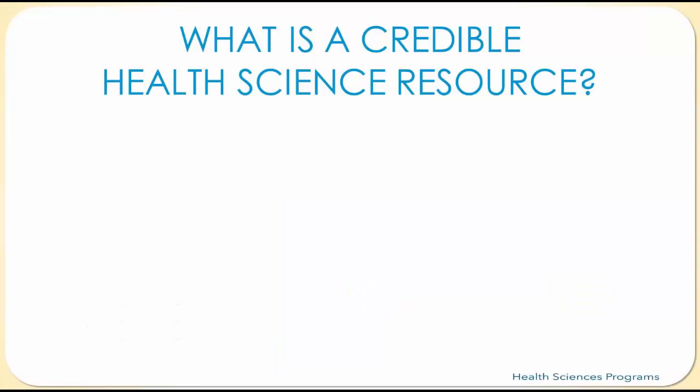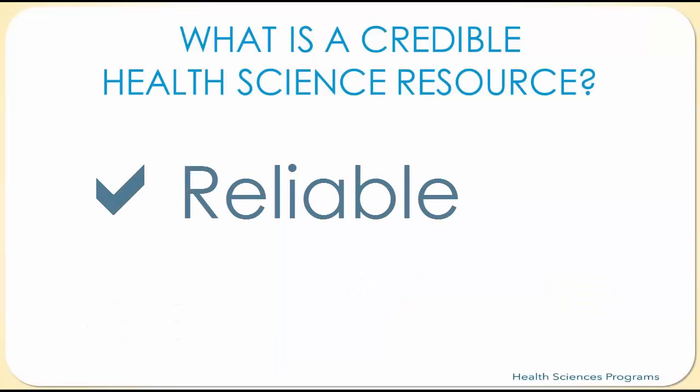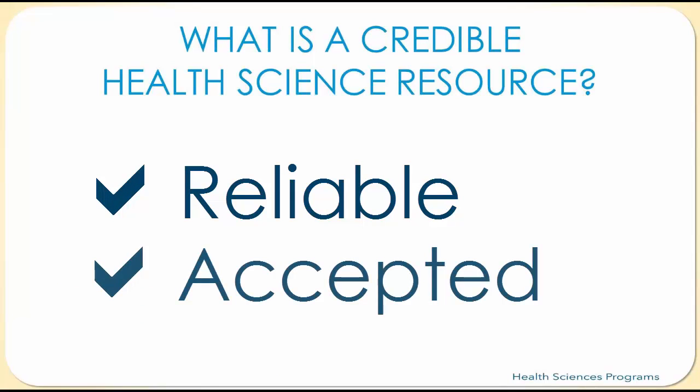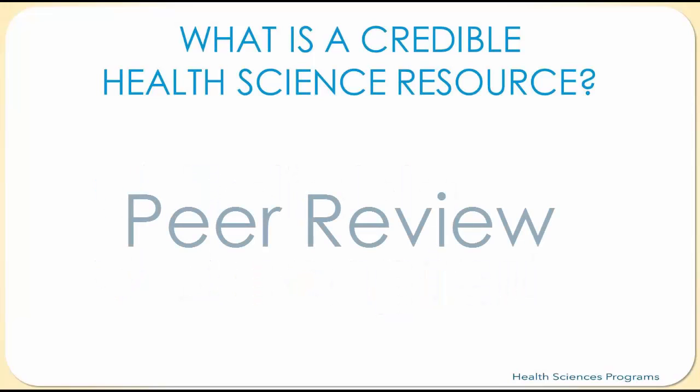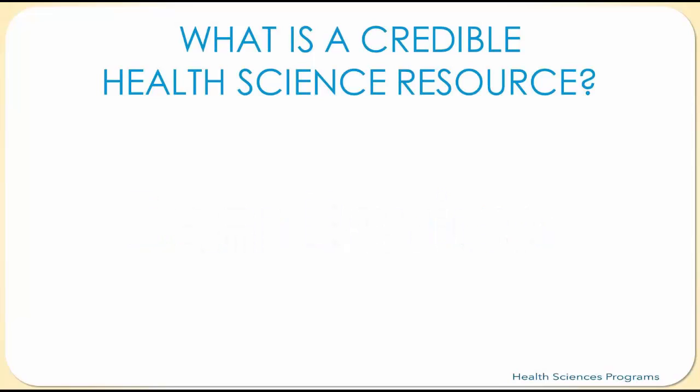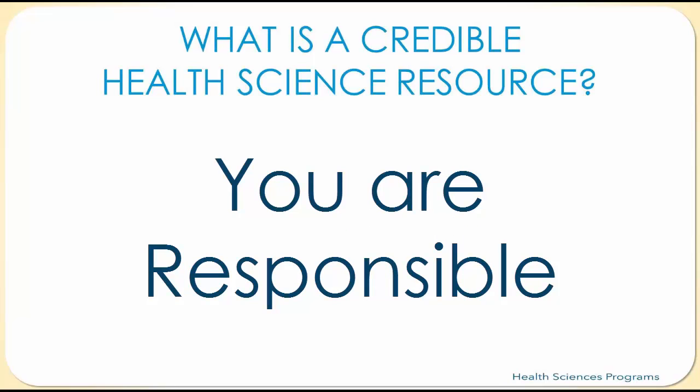A credible health sciences resource is one with reliable information that is accepted by the larger healthcare community as a trusted source or expert. For formal sources, the easiest way is to select articles from a peer-reviewed journal. For informal sources, there is a greater responsibility on you, the student, to check credibility.